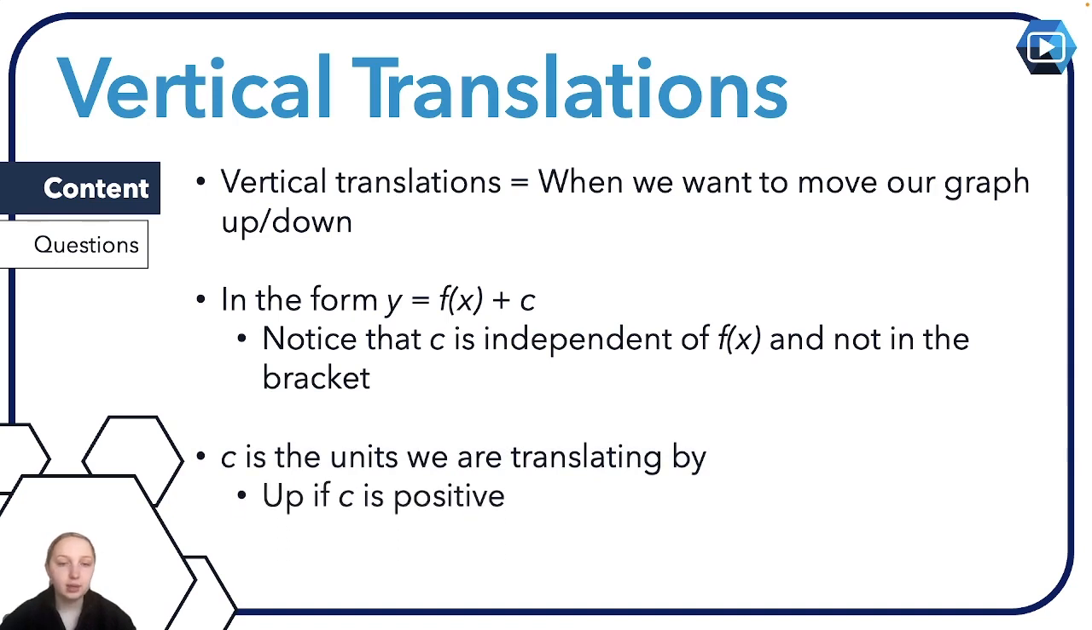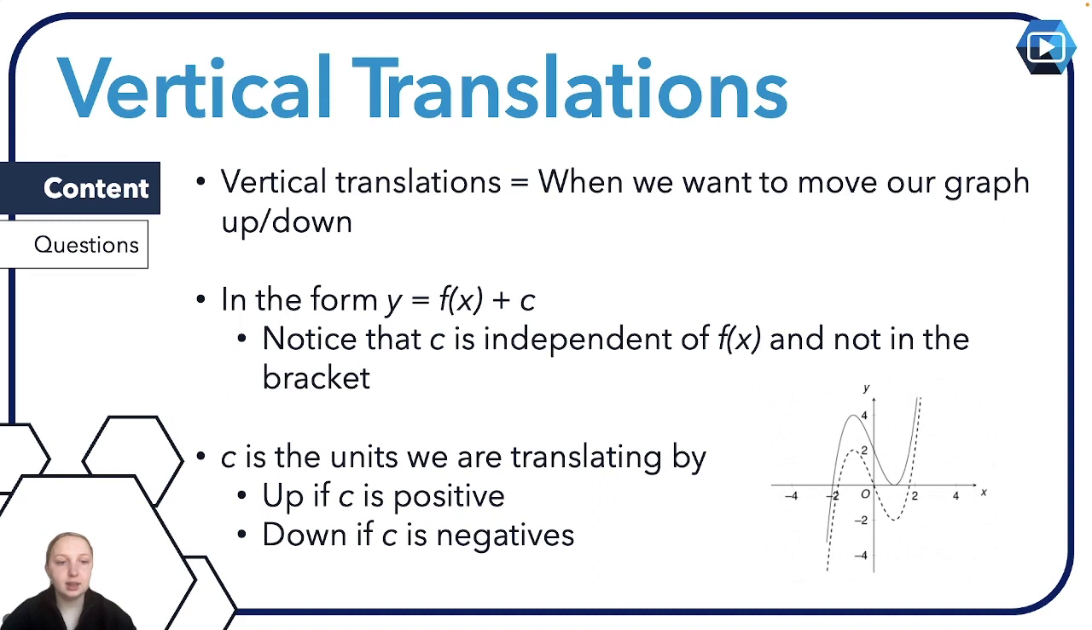You're translating up if c is positive. So for example, if your value of c is plus 4, you're translating your graph up 4 units. Then you're translating down if your c is negative. So for example, if the value for c is minus 4, you're moving the graph down 4 units. We can have a look at an example here. In this graph, if we think of this dotted line as the original graph of f of x and the solid line as our translated graph, we can see our value for c is going to be positive because our graph has translated upwards. Therefore, we can see here there is an upwards vertical translation.